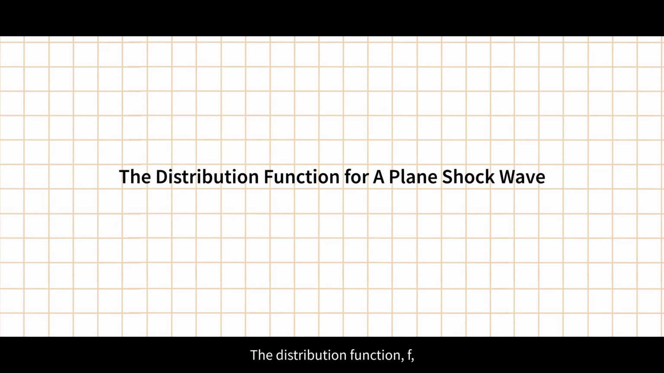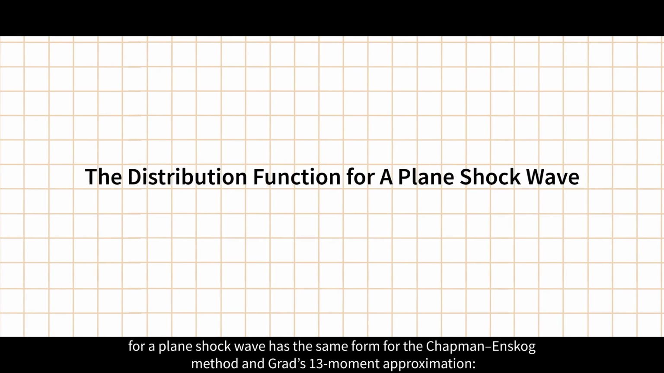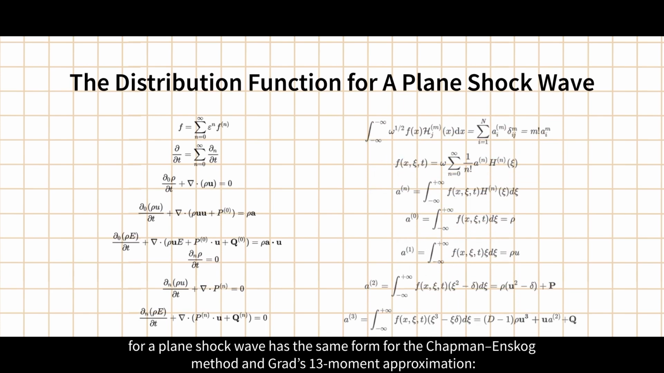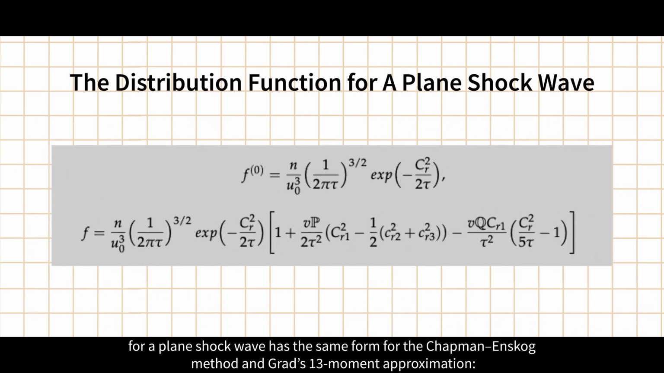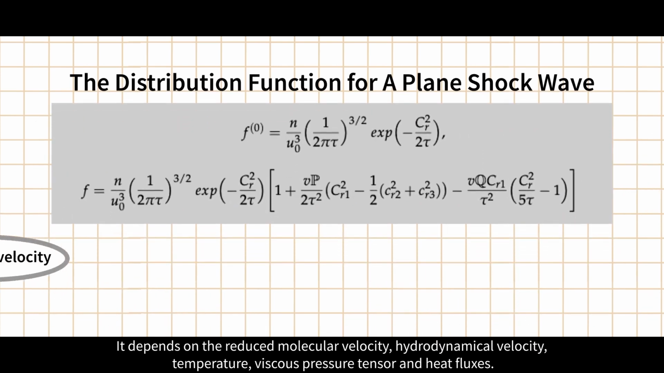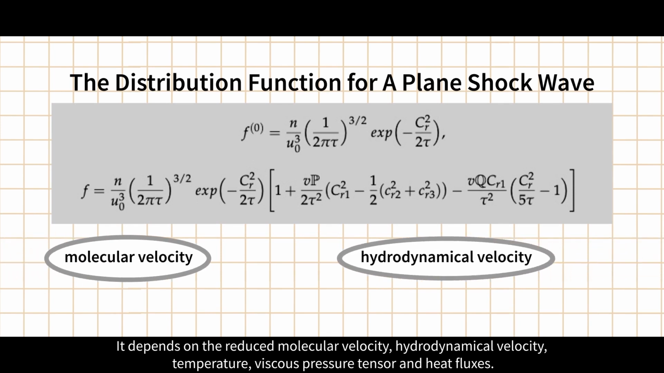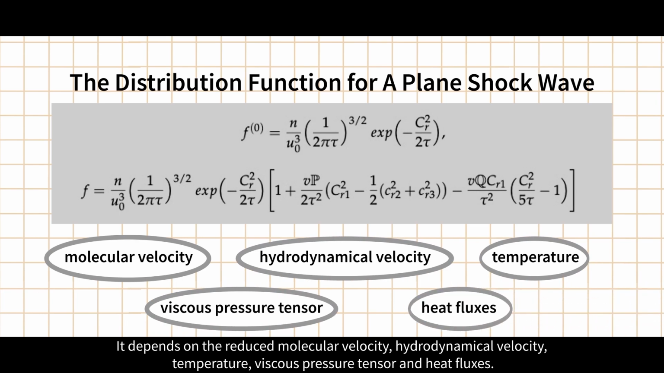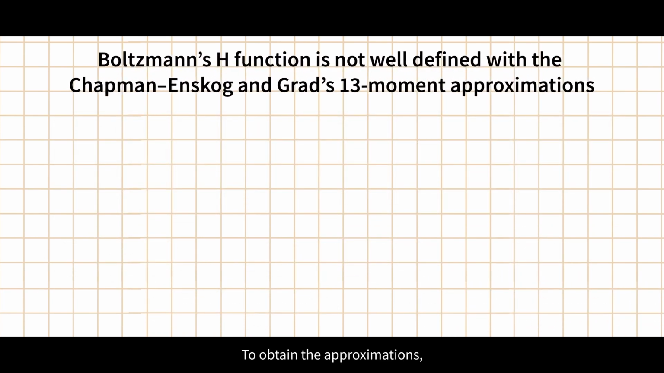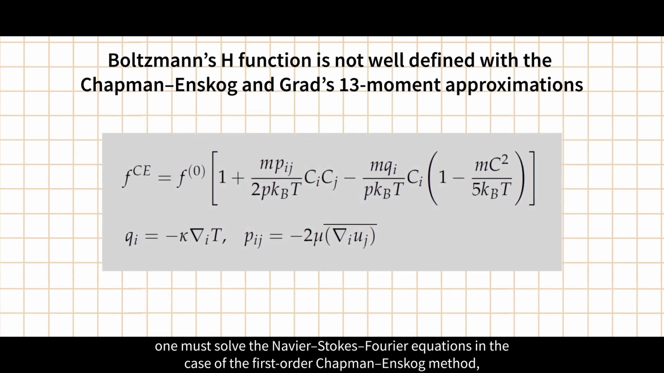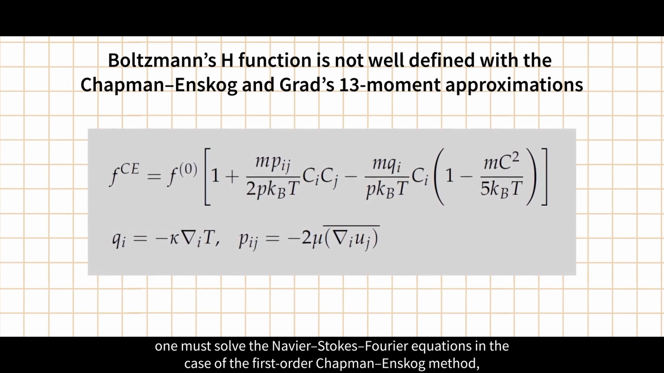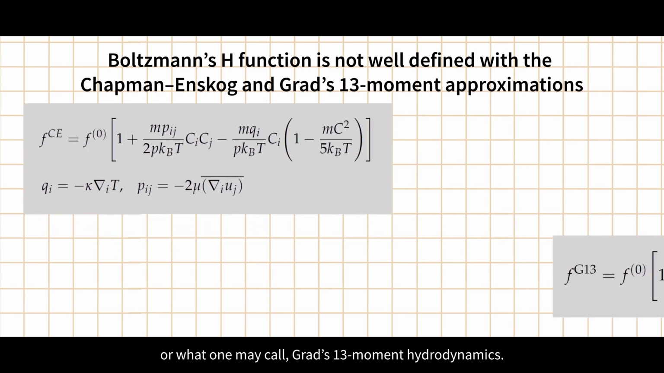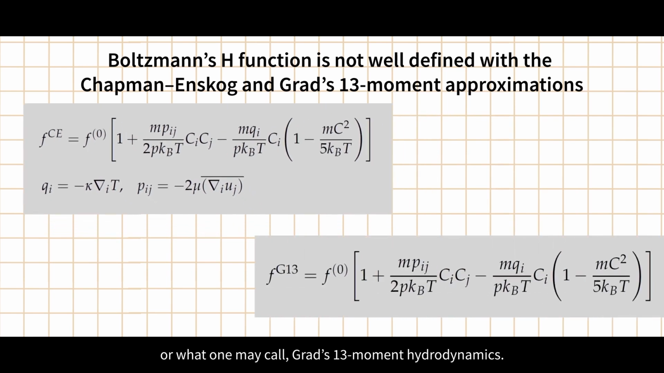The distribution function, f, for a plane shock wave has the same form for the Chapman-Enskog method and Grad's 13 moment approximation. It depends on the reduced molecular velocity, hydrodynamical velocity, temperature, viscous pressure tensor, and heat fluxes. To obtain the approximations, one must solve the Navier-Stokes Fourier equations in the case of the first-order Chapman-Enskog method, or what one may call Grad's 13 moment hydrodynamics.